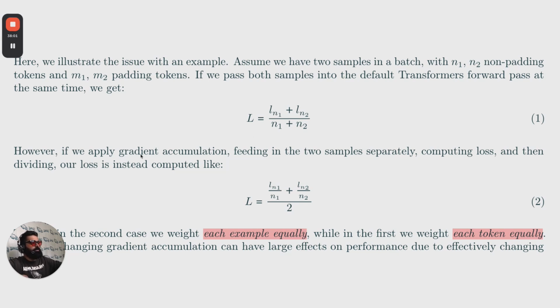However, if we apply gradient accumulation, which they did, feeding in the two samples separately, computing loss, and then dividing, our loss is instead computed like this in transformers. You have loss of N1 divided by N1 tokens, plus loss of N2 divided by N2 tokens, the sum of those divided by 2. And in the second case, they are weighing each example equally, even though the number of tokens are different.